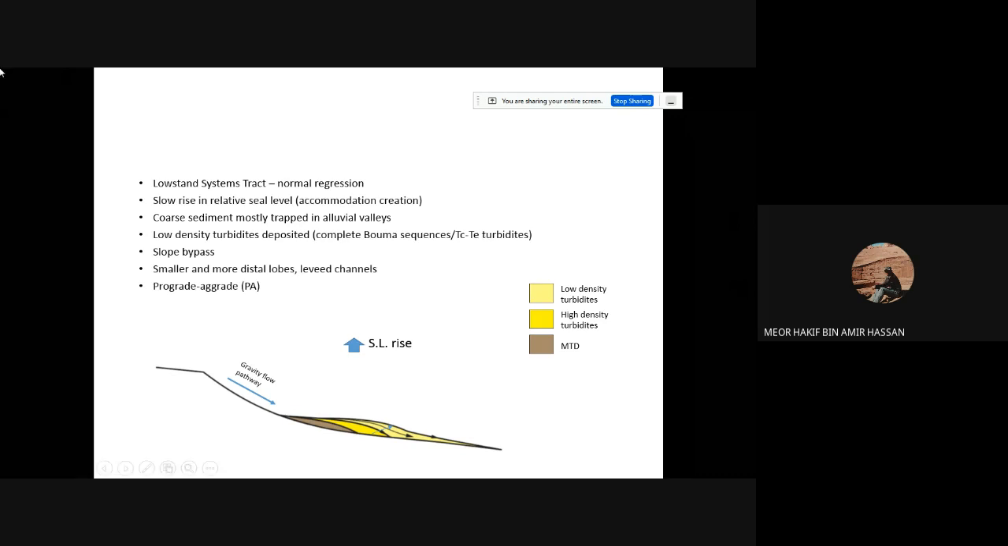So you have gravity flows going down the slope, and the slope just becomes a bypass area, like a highway. The sediment just moves across it. Most of it is not going to end up on the slope. It's not going to be deposited here. With finer grained turbidites, you get smaller lobes and more distal lobes, and you can also get the development of leveed channels. You have submarine fans with channel levees, right? This is because the sediments reaching your basin plain are mainly fine grained.